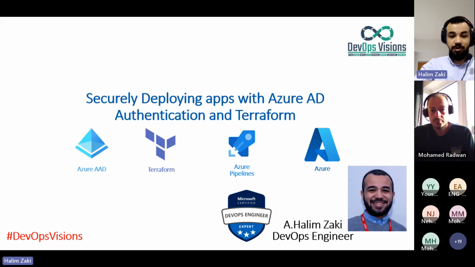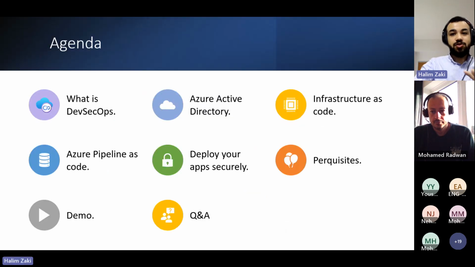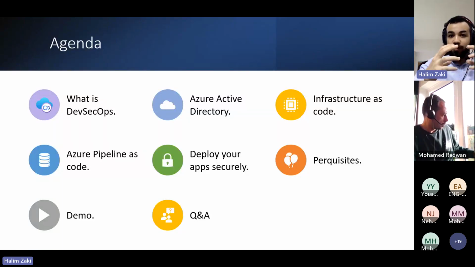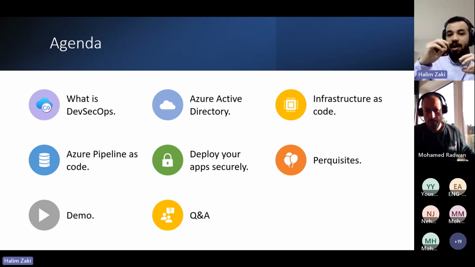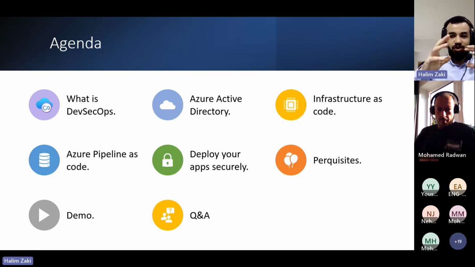So let's jump to today's agenda. We will start by identifying what is DevSecOps and Azure Active Directory. We will go over infrastructure as code, Azure Pipelines as code, and deploying your apps securely. In this part, we will start breaking down our code bit by bit and highlight the most important parts to show the true art of automation and how to take advantage of the common tools that you use every day and leverage their full potential.